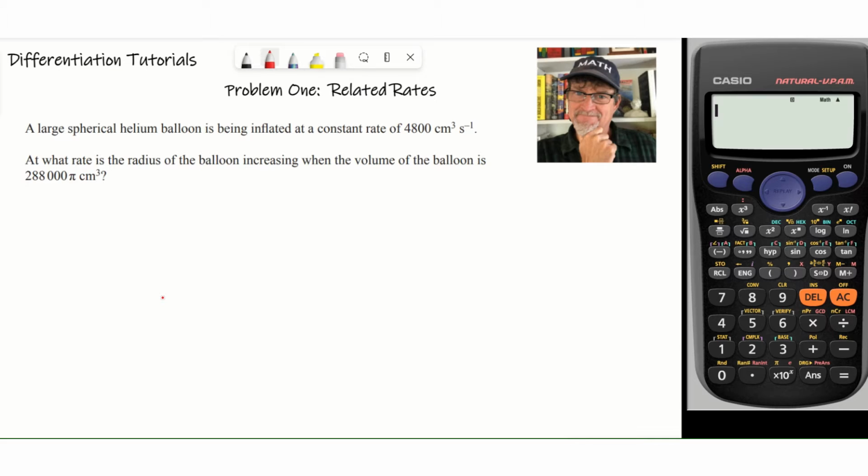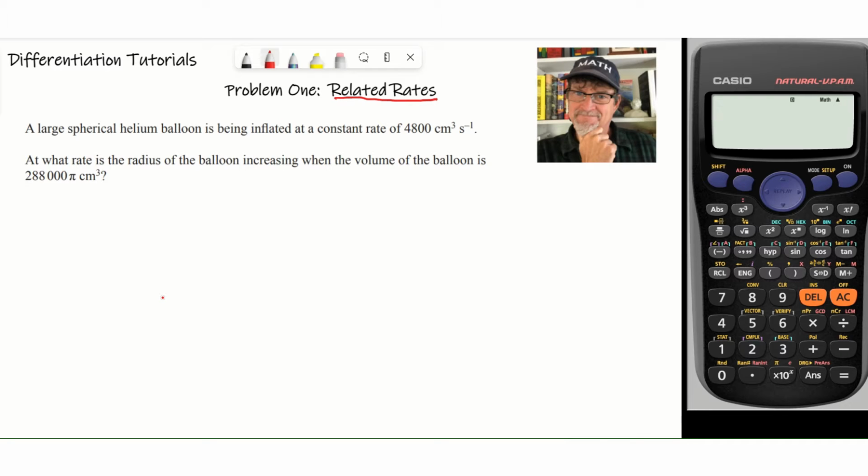Problem 1 is on related rates. Now, related rates is one of the topics that you're very likely to see when you get towards the merit and excellence end of your external. So these would be, I think, more often merit, but occasionally excellence. So let's have a look at this problem.